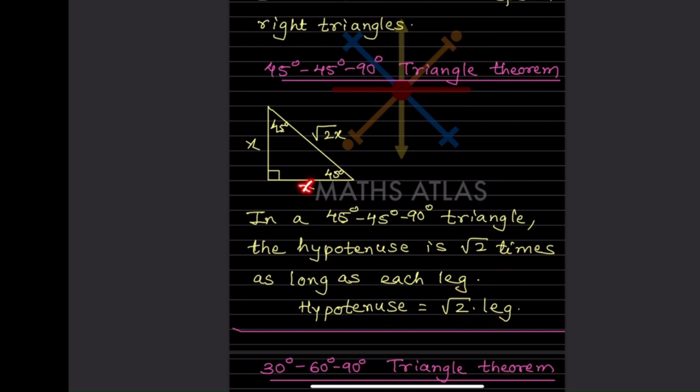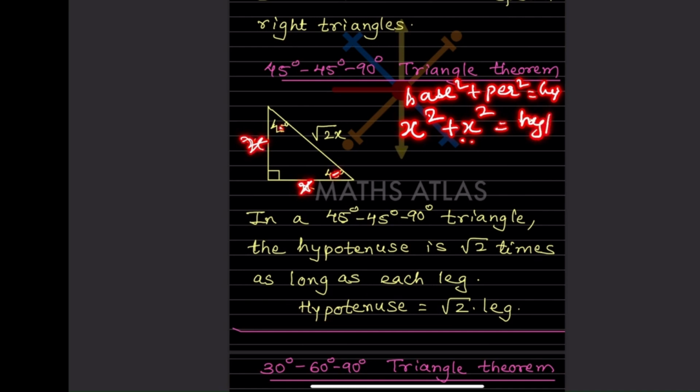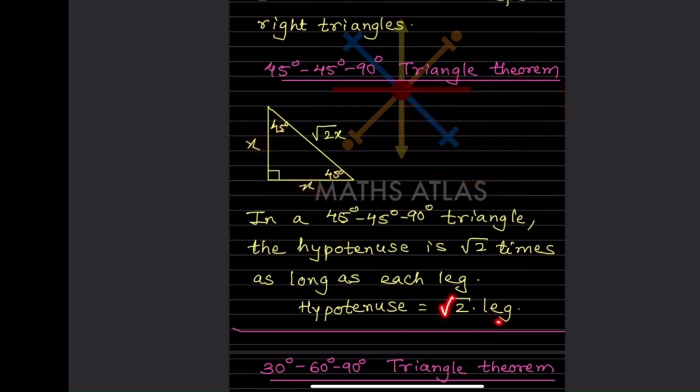Suppose this is x and this is x. Now you see how to do this one. The base square plus the perpendicular side square is equal to the hypotenuse square. So x square plus x square will be what? We know this is x and this is x. So 2x square is the hypotenuse square. So the hypotenuse is root 2 times the leg, which is root 2 times x.